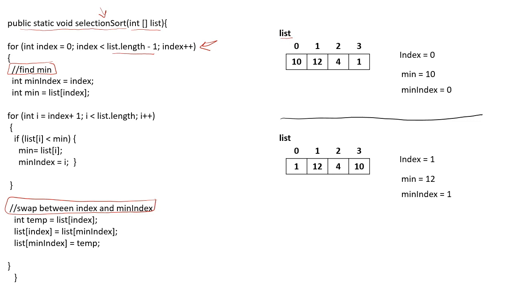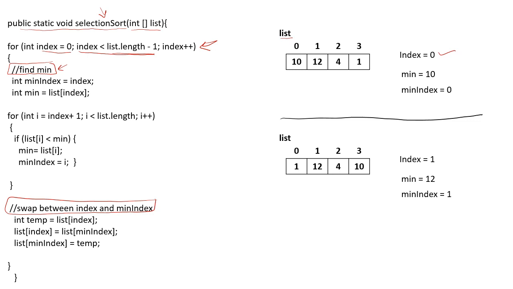Now at the beginning, I'm saying let's start with index 0. So we have index as 0. Index should be less than list.length - 1. And this is just like what we discussed in the previous slide. With the selection sort, we go up to length - 1. And then we will start executing inside the for loop. Our first step is go and find the minimum.